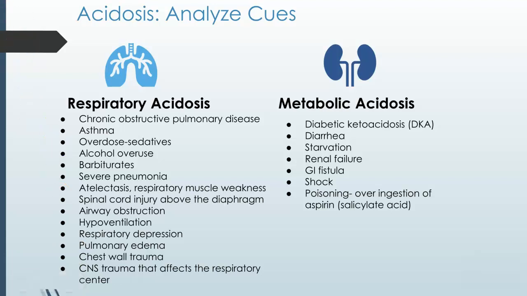Now, metabolic acidosis can be caused from diabetic ketoacidosis, also known as DKA, diarrhea, starvation, renal failure, GI fistulas, shock, or poisoning, specifically aspirin, which is known as acetylsalicylic acid. And so it actually has acid right in the name. So if we take too much aspirin, it's going to cause a metabolic acidosis.